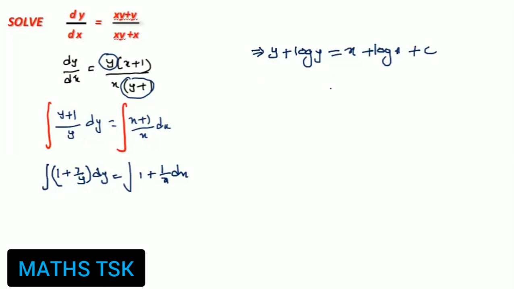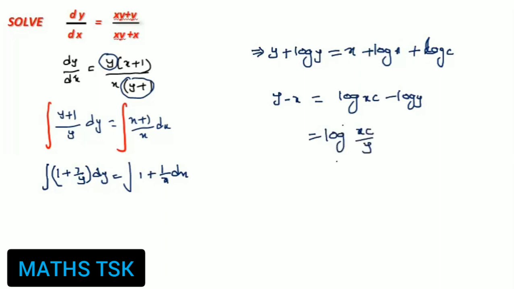So this is the value of this. This value can also be written like this. Look here, this c can be written as log c. Then y minus x can be written as log x plus log c, which is log xc, minus log y. Log a minus log b becomes log of xc by y. Still, if you want to write, you can take e here. E power (y minus x) is equal to xc by y, so y into e power (y minus x) is equal to xc. So similar. You can stop here.